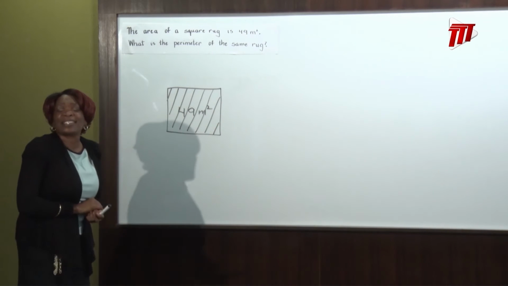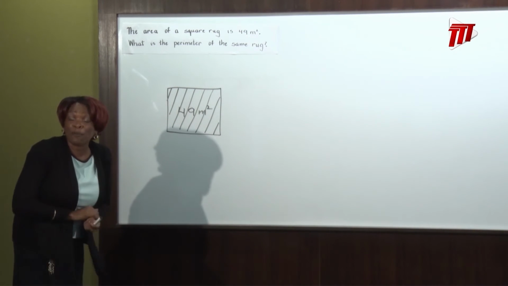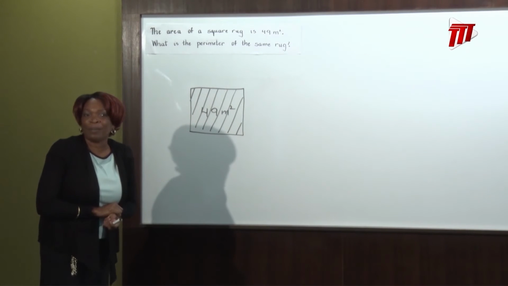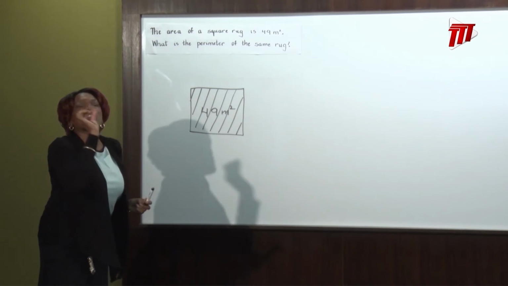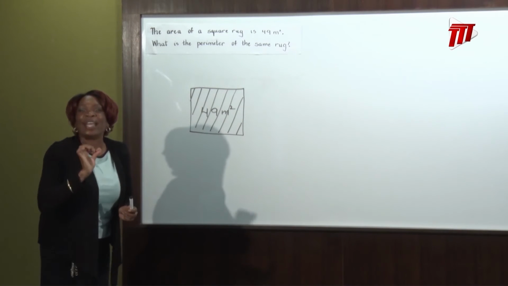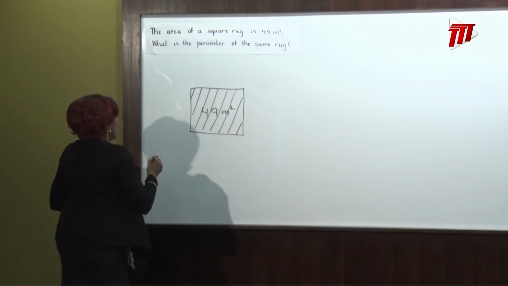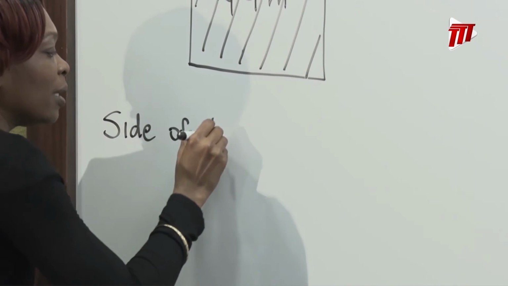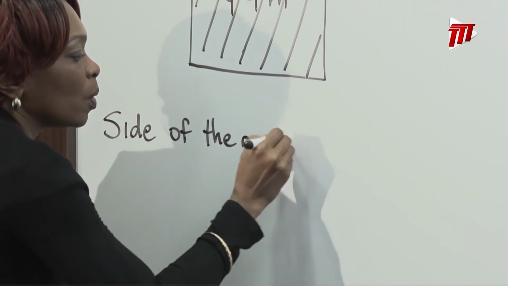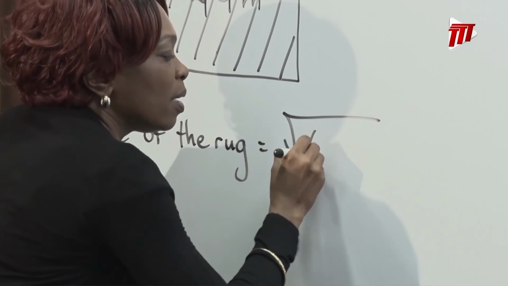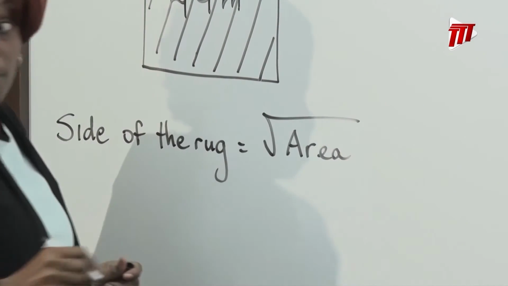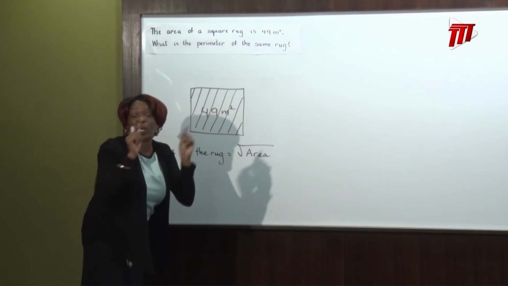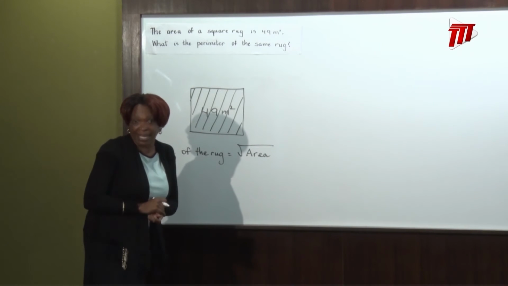What can we do to find the side of the rug? Can you remember your formula? How do we find the side given area? Wonderful. The square root of area. Can you remember it? Wonderful. So in order to find the side of the rug, we say square root of area. Remember, that's our formula, right? So it doesn't matter if it's a rug, a carpet, or whatever, as long as it's a square. That is the key thing.